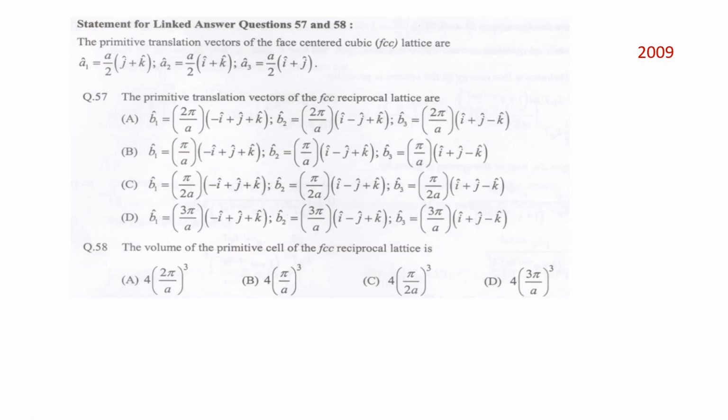Hi everyone. So today we will be solving question number 57 and 58. In this question, the primitive translation vectors of the FCC lattice are given. We need to find the reciprocal lattice translation vectors. So let's just solve this.